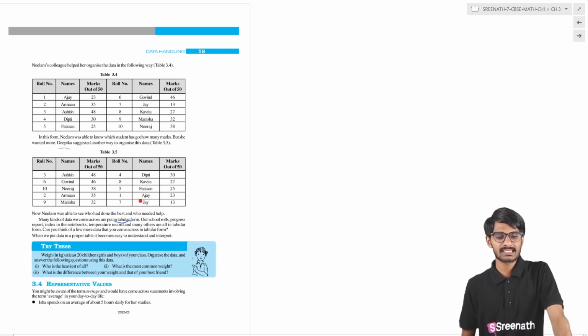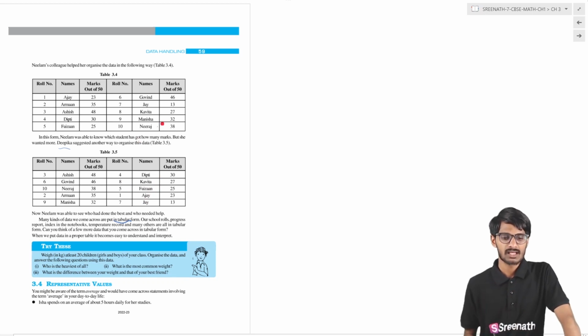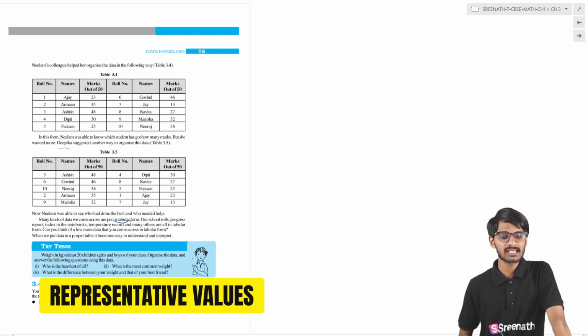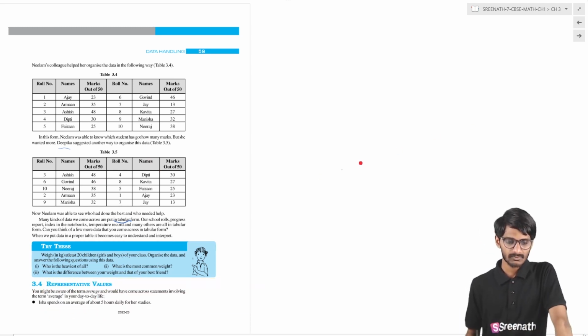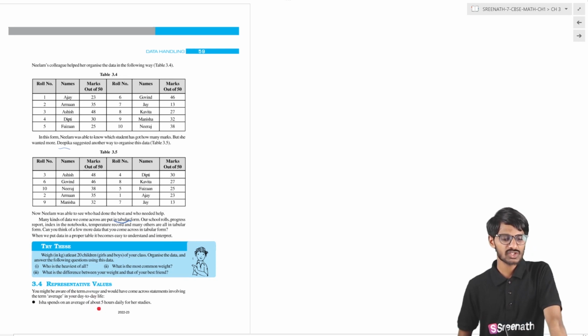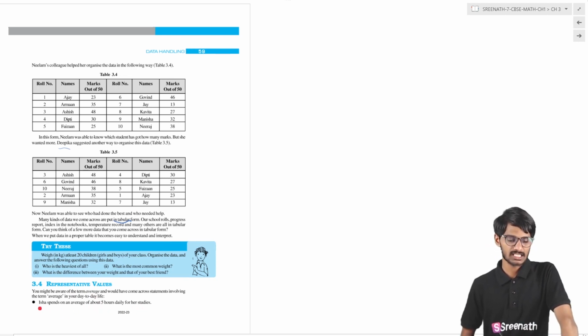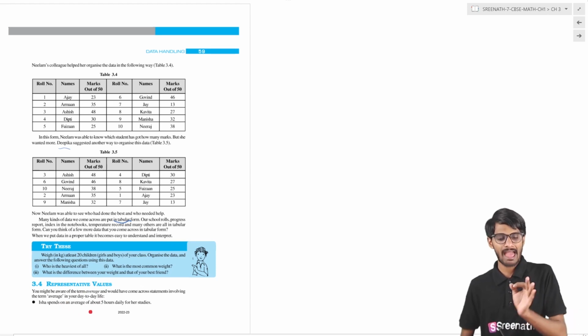After organizing data, you will get answers to your questions, or you can study some of the things from data, students. So next thing is representative values. You might be aware of the term average. We are using this term called average. Isha spends on an average of about 5 hours daily for her studies. So there is a student who spends on an average of 5 hours.